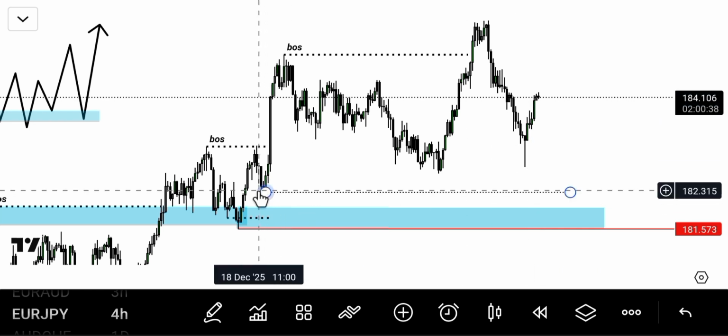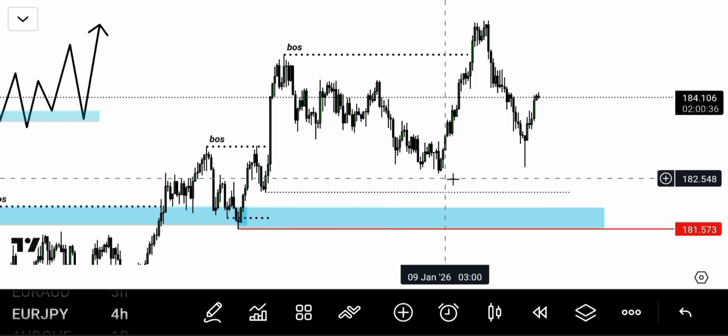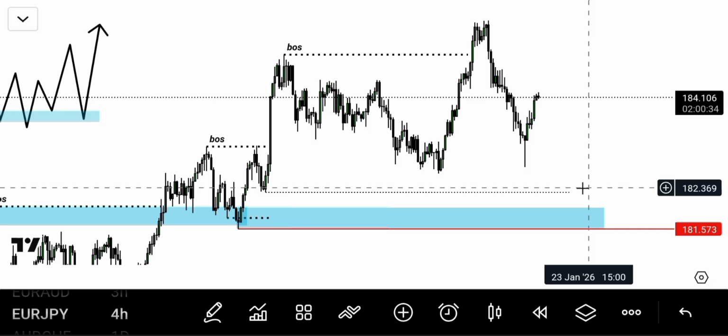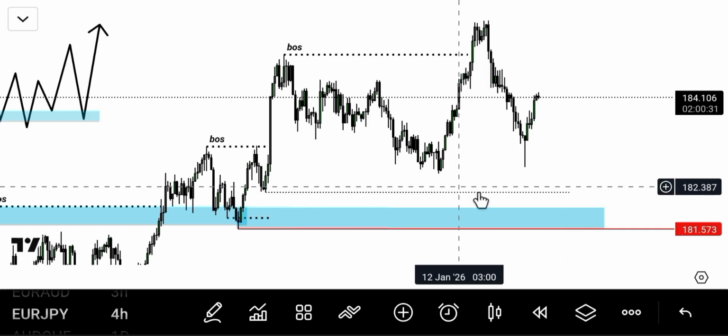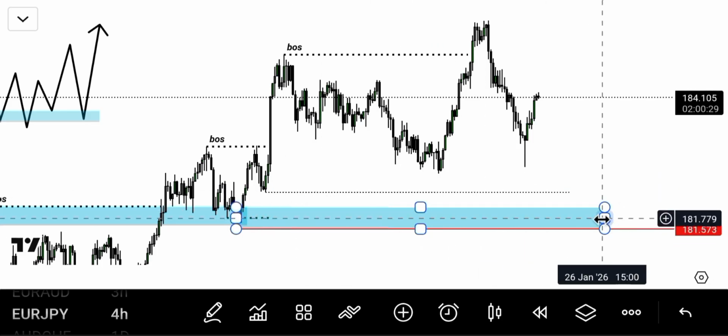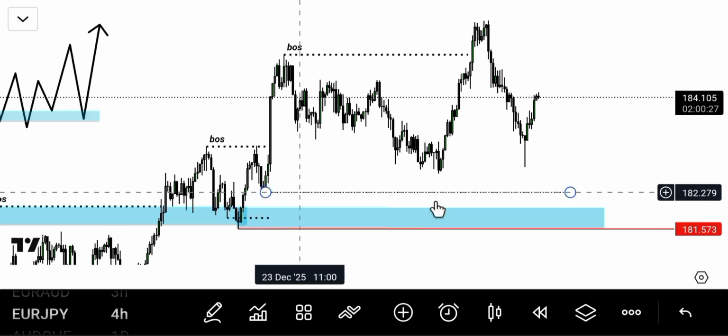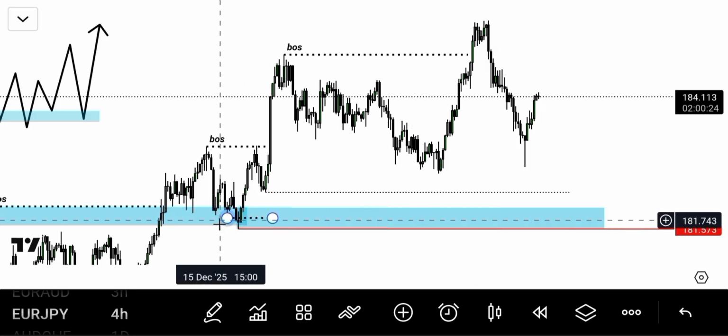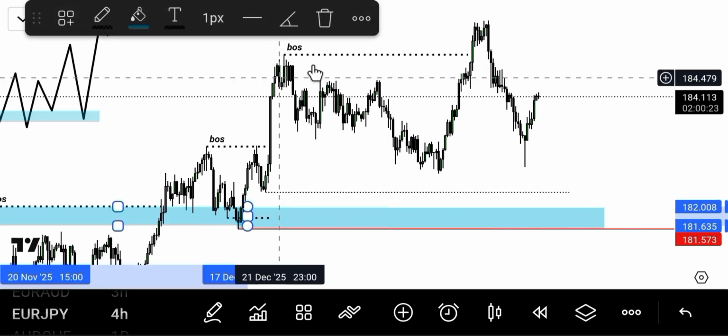I don't care that even though price took out this one and respected this one, and did not respect this one in this case, I don't care. Most of the time, this one that swept liquidity and tapped into another block works. So that's the reason why I work with it.